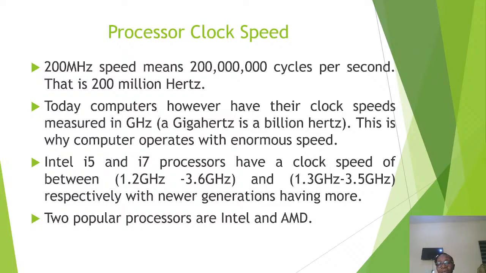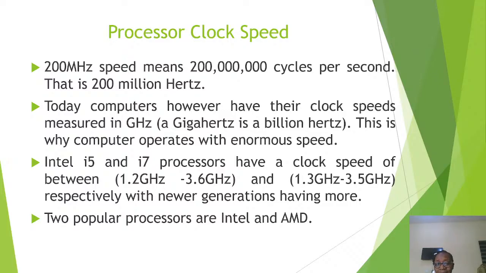So that will tell you why computers, and this is actually quite small compared to the kind of speed we have today, because today computers have their clock speeds measured in gigahertz. And giga means billions of hertz. This is why computers operate with enormous speed. Intel i5, i7 processors have a clock speed that is between 1.2 gigahertz and 3.6 gigahertz.